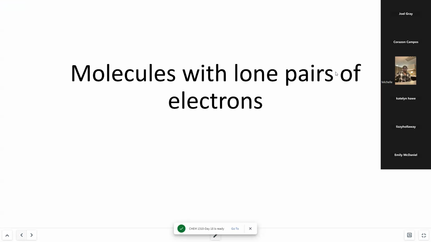So today we're talking about molecules with lone pairs of electrons and drawing them. Now, on Friday, one of the things I'll bring back is molecules with lone pairs of electrons. I'm sorry, today is molecules without. Oh my gosh, what happened to my text? Looks like I'm writing with a crayon. There we go. Without lone pairs of electrons. So we're drawing molecules without lone pairs of electrons.